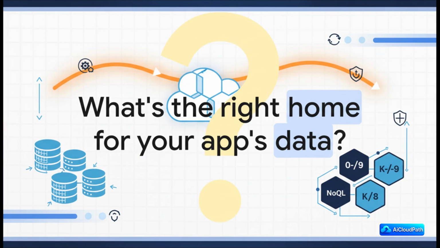Think about it this way. Your app's data is literally its foundation. If you pick the wrong one, the whole thing can get real shaky real fast. A bad database choice can mean sluggish performance, huge headaches when you try to scale, and yeah, probably a lot of late nights staring at code.